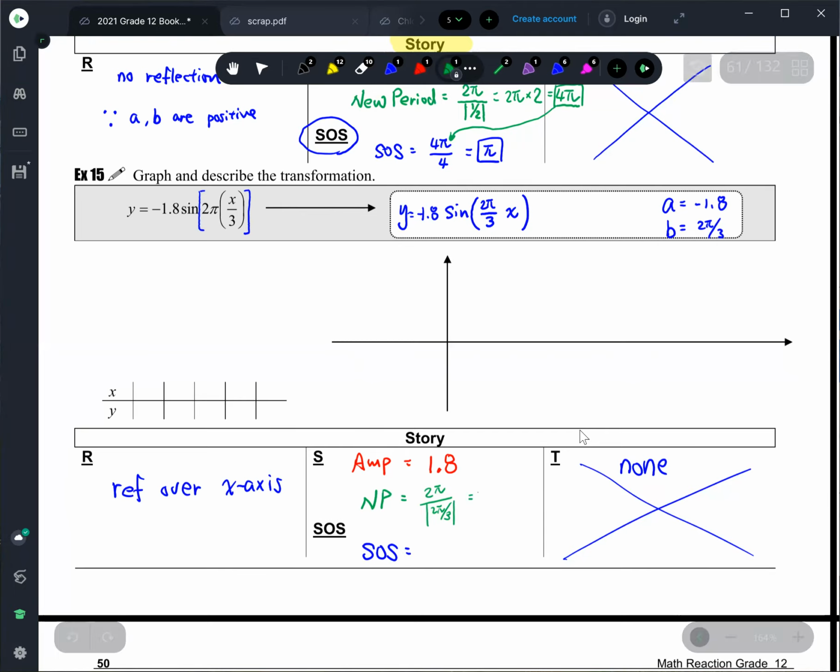Yeah, 2 pi times 3 over 2 pi. The 2 pi and 2 pi will cancel each other, so you're left with 3. That's your new period. All right, size of space.